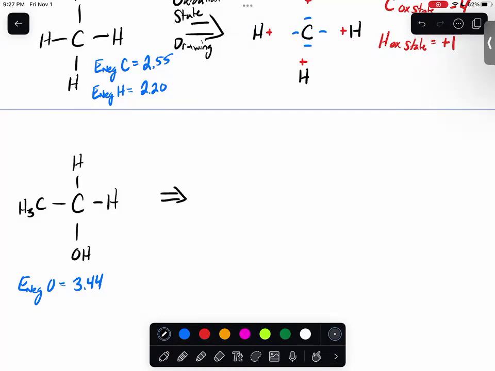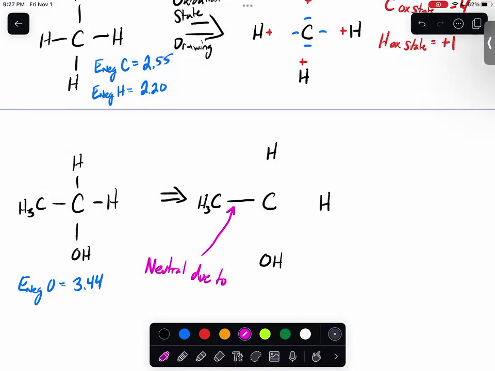I just want to give better examples for all the oxidation state drawings that we're going to do. Essentially, the carbon-carbon bond here is actually not going to be polarized, right? Because they have the same electronegativity. So instead, we're going to draw that as a full bond because essentially this is neutral due to the same electronegativity.